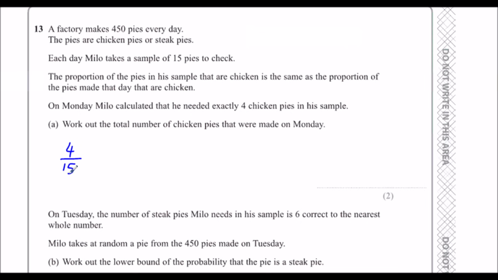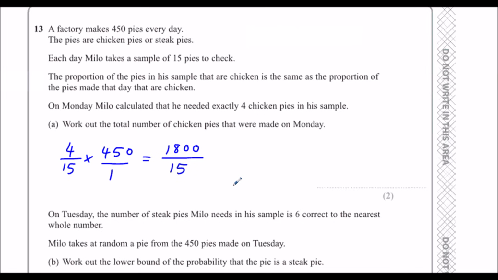So 4 15ths are chicken, and that's the same proportion. So 4/15 of 450, so 4/15 times 450 will give us how many chicken pies were made that day. So we want 4/15 of the total amount. So let's times across this. So this is 450 over 1. And we're going to times the top times the bottom. So 4 450s is 1,800. So we double it and double it again. And 15 times 1 is 15.